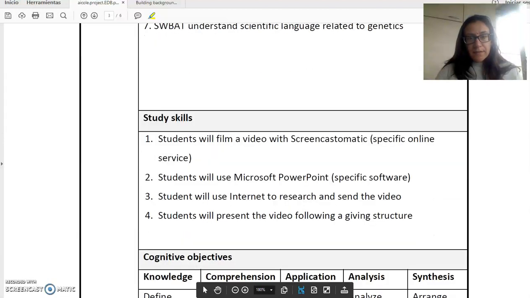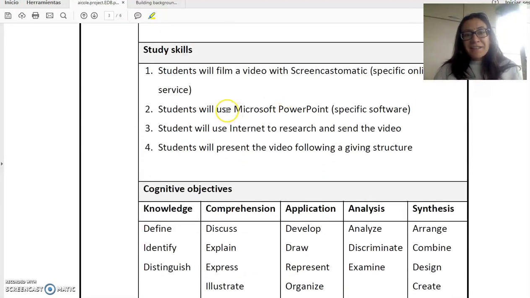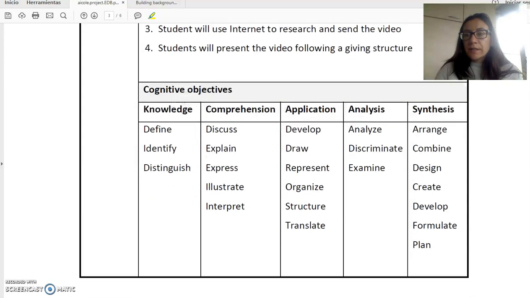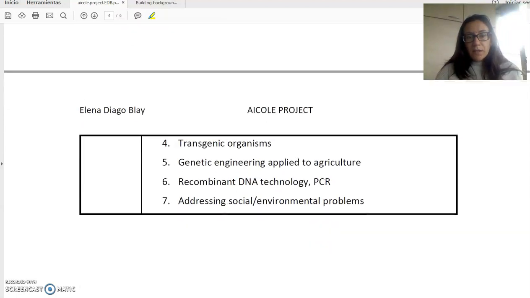Then about studying skills, they are going to use a video software, Screencast-O-Matic, the same as I am using here, basically because it's free and has free access. They will have to use Microsoft PowerPoint to make a presentation for activity 6. They will have to research on the internet and send the video also on this platform. And yeah, they will have to present the video following a given structure, which is in activity 6. This is on cognitive objectives.